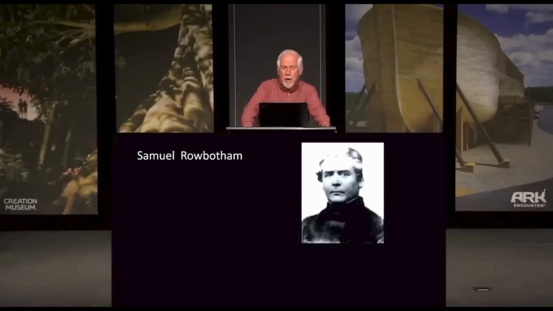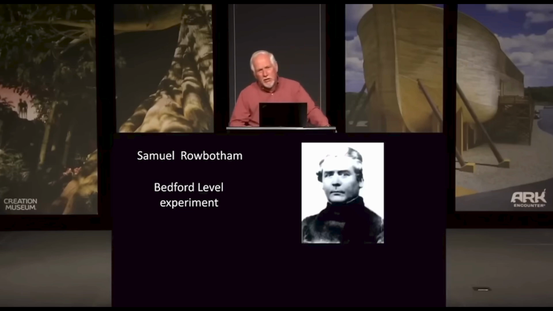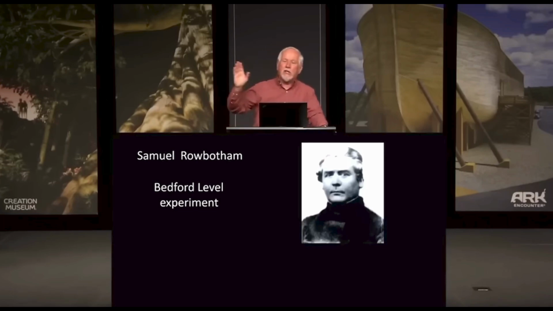This was Samuel Rowbottom. He was a 19th century Englishman. He wrote some books, did a lot of lecturing and speaking. He made what he called the Bedford Level experiment. The Bedford Level is a place in eastern England where the land appears to be very flat. There's a canal that's been dug that's very straight, with no real tilt and not much of a current at all. It goes on for 6 miles and is reasonably flat.